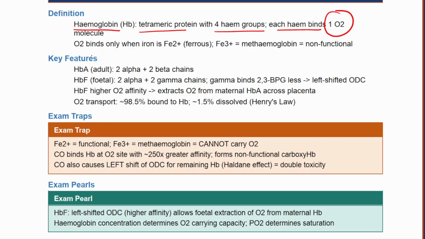For functional gas transport, oxygen binds only when iron is in its ferrous state. If it is oxidized to the ferric Fe3 state, it becomes methemoglobin, which is strictly non-functional. Let's review the key features and transport metrics from the slide text.